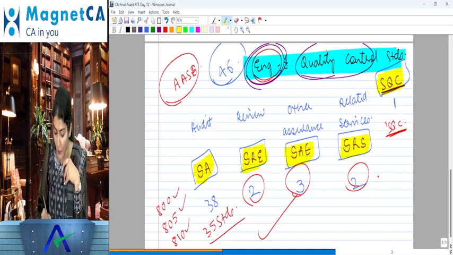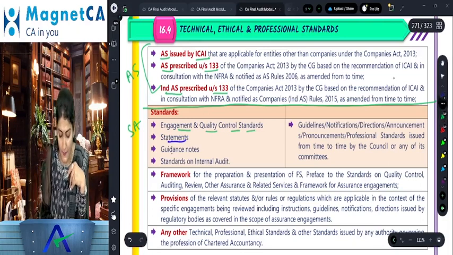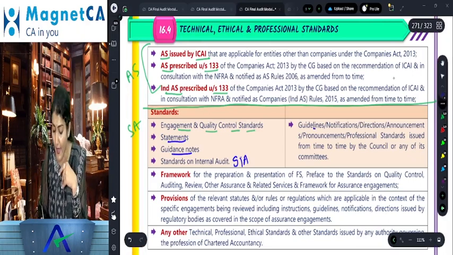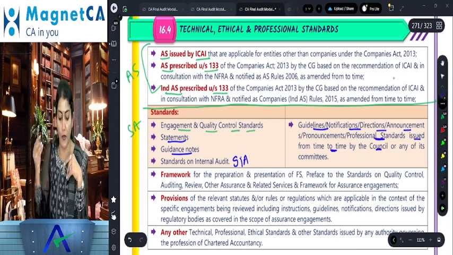Okay. So what does it say? The engagement and the quality control standards. Then the statements, guidance notes, standards on internal audit. Then the guidelines, notifications, directions, pronouncements, and professional standards issued from time to time by the council or its committees.